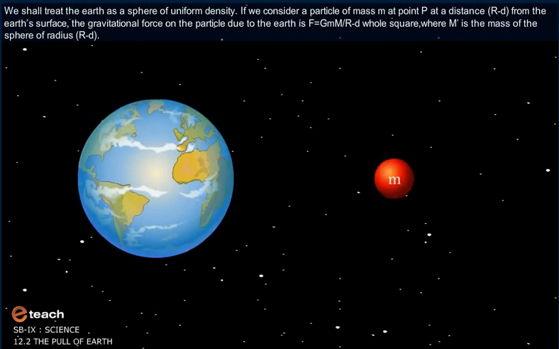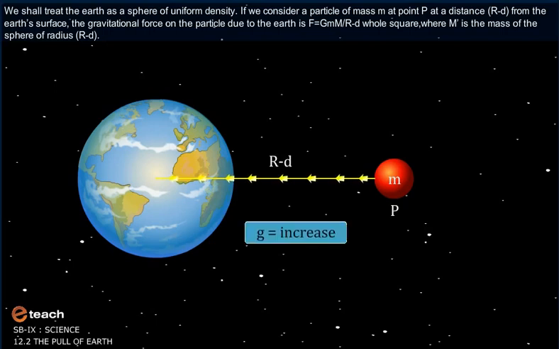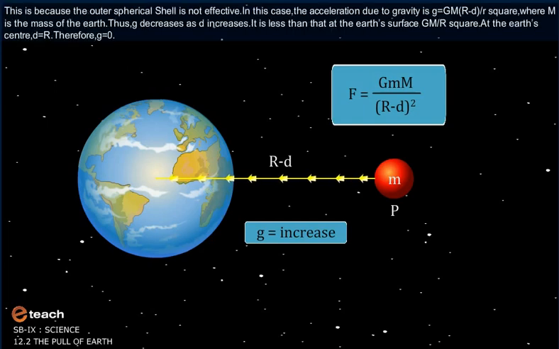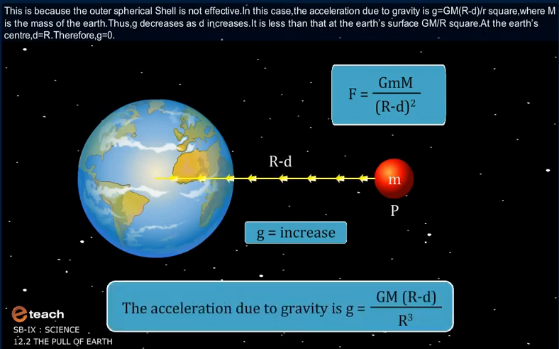If we consider a particle of mass m at point P at a distance r minus d from the earth's surface, the gravitational force on the particle due to the earth is F = GMm/(r − d)², where M is the mass of the sphere of radius r − d. This is because the outer spherical shell is not effective. In this case, the acceleration due to gravity is g = GM(r − d)/r³, where M is the mass of the earth.